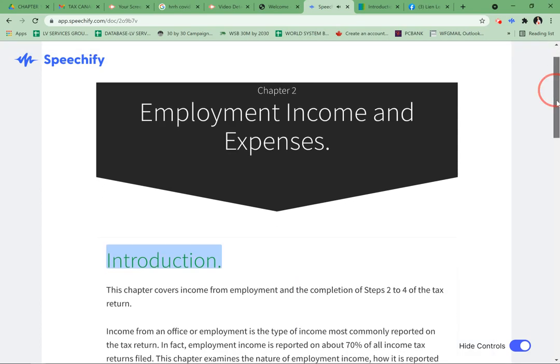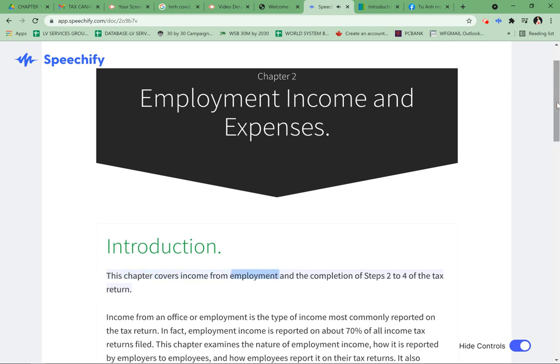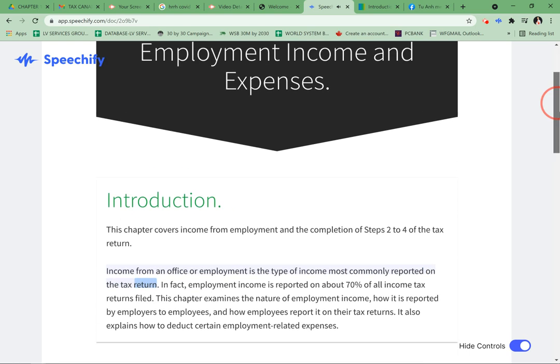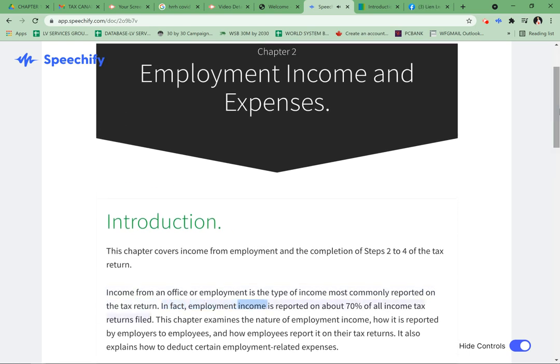Introduction. This chapter covers income from employment and the completion of steps 2 to 4 of the tax return. Income from an office or employment is the type of income most commonly reported on the tax return. In fact, employment income is reported on about 70% of all income tax returns filed.